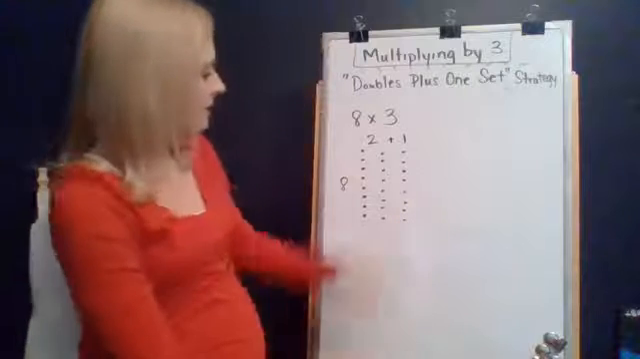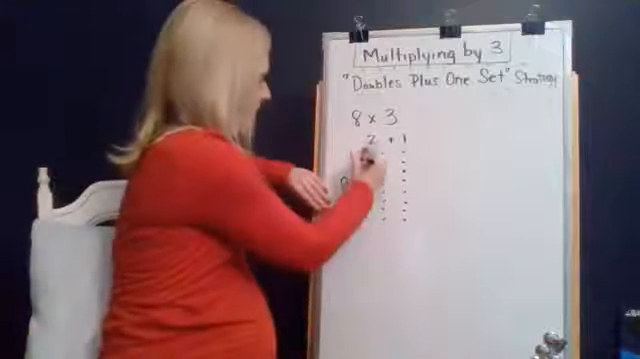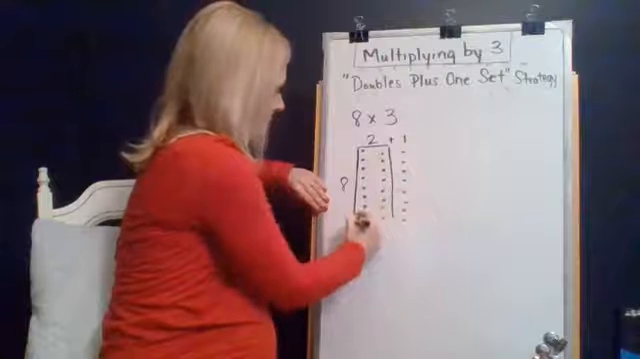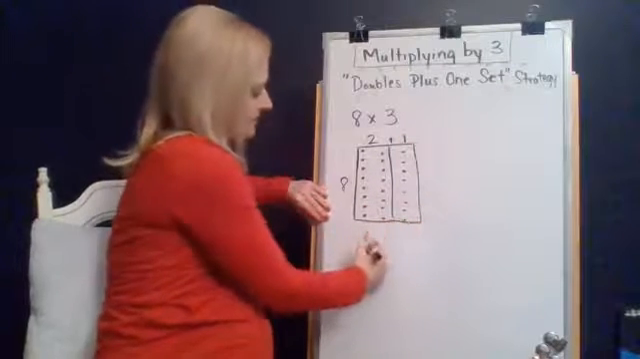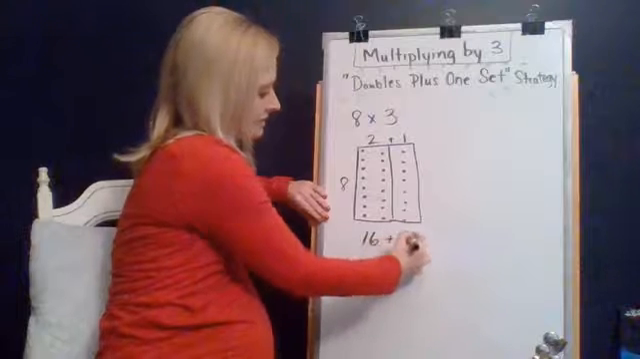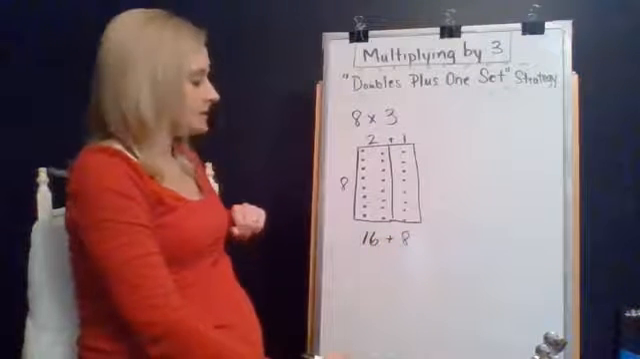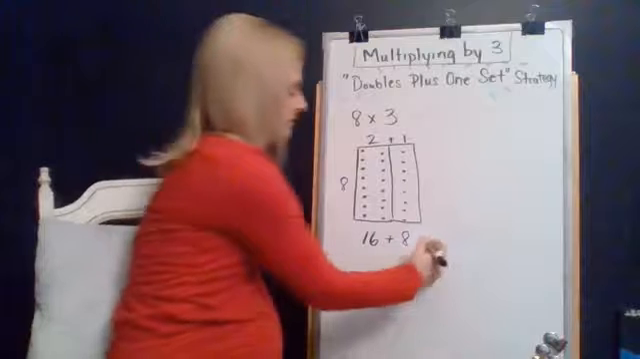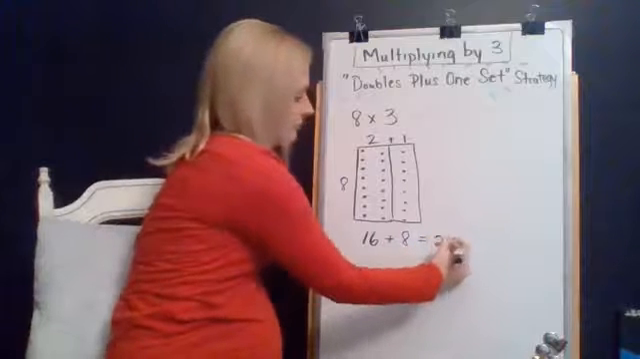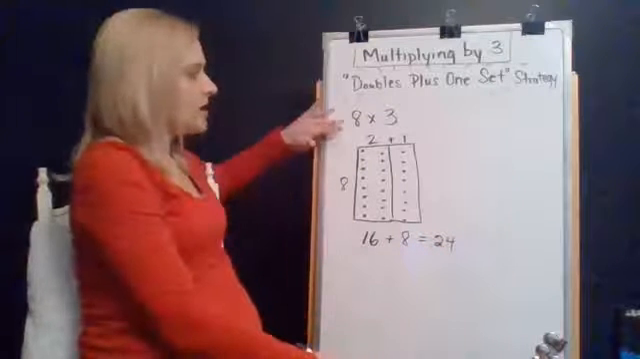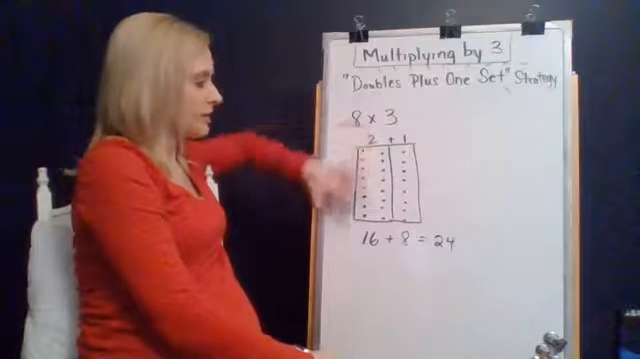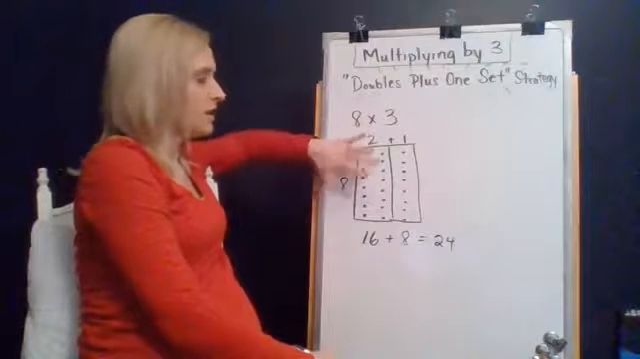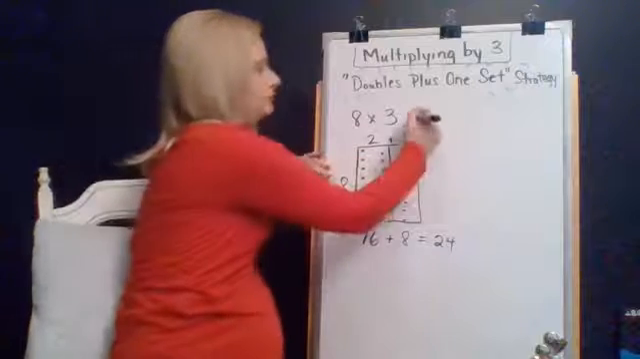And I will have this 16 right here, plus this 1 set of 8. So what is 16 plus 8? 16 plus 8 is 24. So we can really think of 8 times 3 if you just want to think numerically and not think about a model picture of this in an array or an area model.